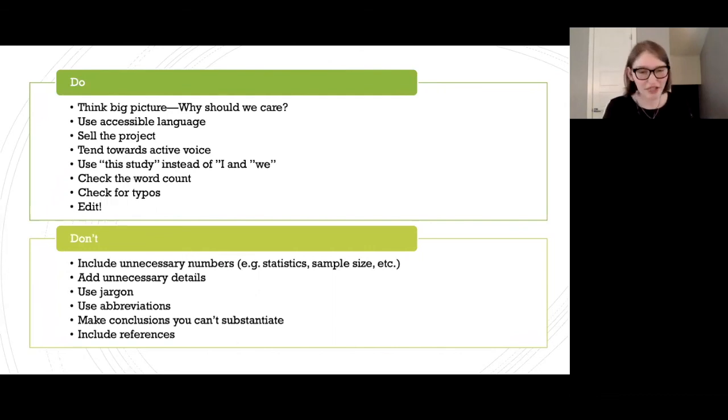Of course, check the word count and typos. And you don't need to include numbers. If you ran participants for this experiment, you don't need to include the sample size. You don't need to include statistical analysis numbers. You don't need to include abbreviations or things like that that can make your abstract less comprehensible to a general audience. And you don't need to include references for this specific abstract. When you're submitting abstracts to other conferences, though, the requirements might vary.